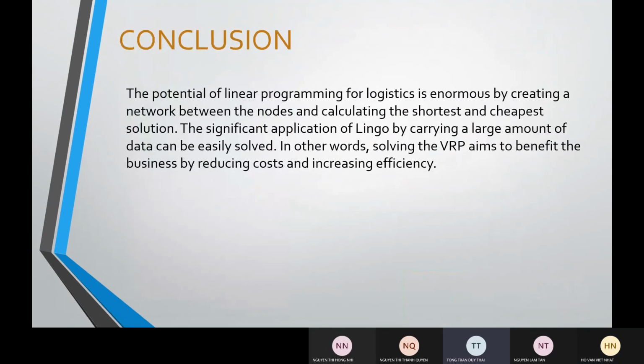Next slide. For the conclusions, the potential of linear programming for logistics is enormous. By creating a network between the nodes and calculating the shortest and the cheapest solution, the significant application of Lingo, by carrying a large amount of data, can easily solve. In other words, solving the VRP aims to benefit the business by reducing costs and increasing efficiency.